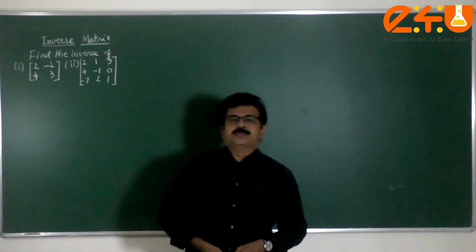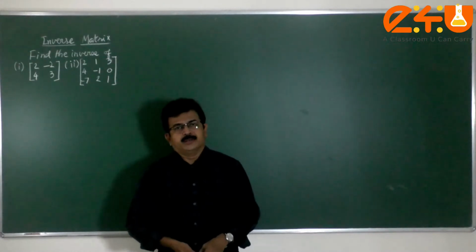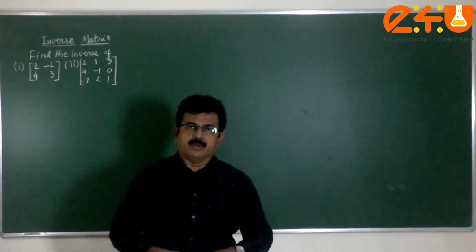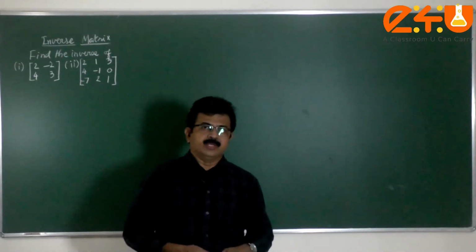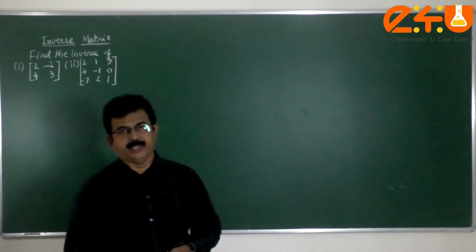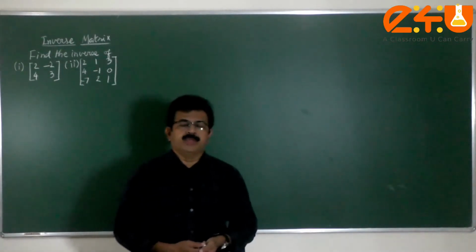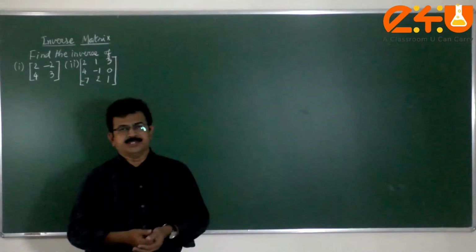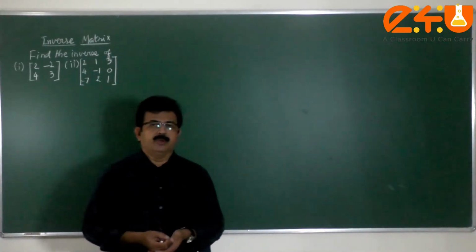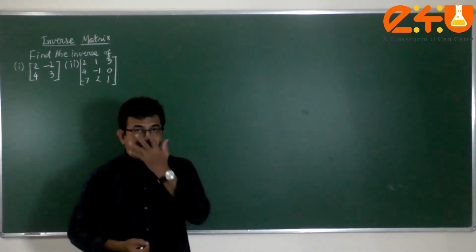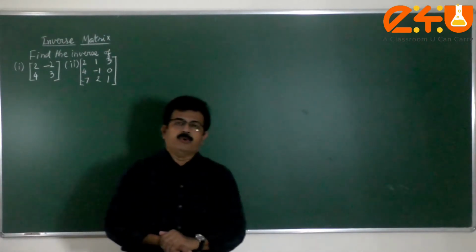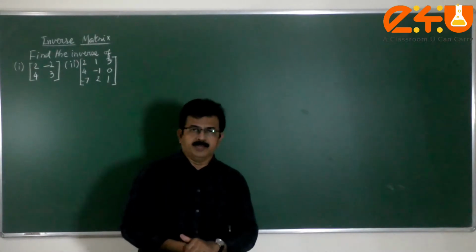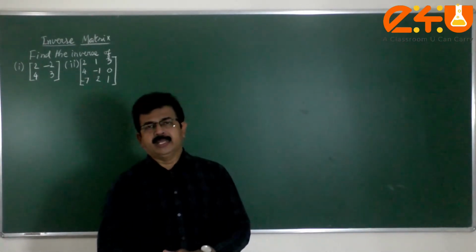Good evening, students. In this session, I am going to demonstrate how to find the inverse of 2 by 2 and 3 by 3 matrices using the method of matrices. That is how the question is put in CBSE, using the method of matrices. Students are supposed to use the formula A inverse is equal to 1 by determinant A times adjoint A.